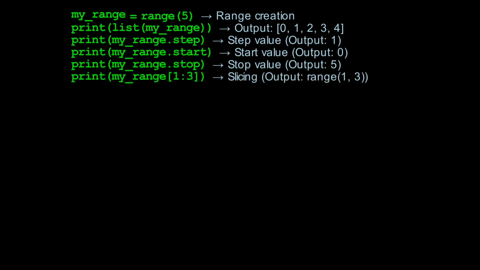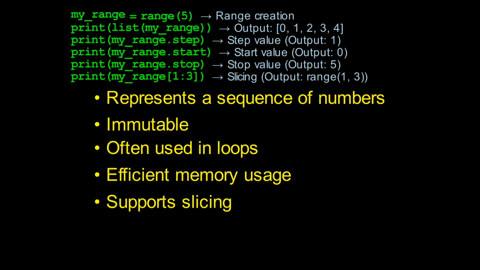We only specify the stop value of 5. When we convert our range to a list, we can see all the numbers it represents, 0 to 4. The step value denotes how much we increment by each time. By default it's 1, and we can verify by checking myRange.step.